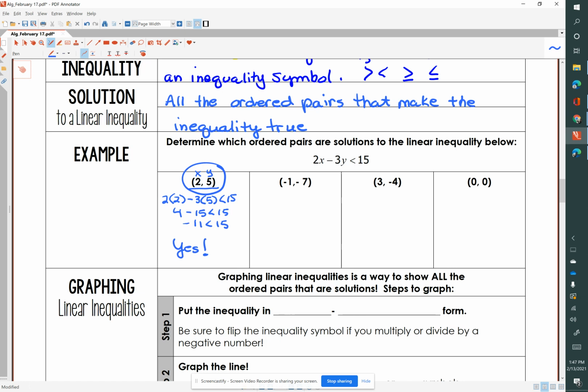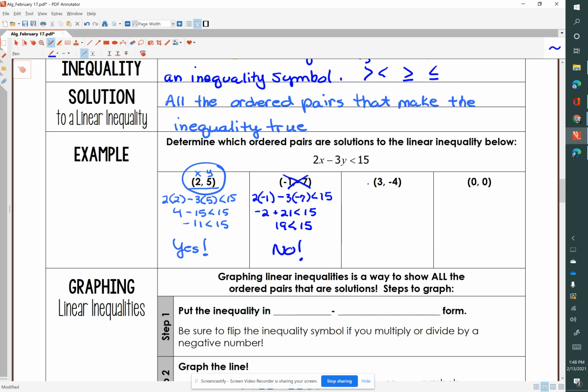Let's try the next ordered pair, -1, -7, same thing. So 2, and our x is -1, minus 3, and our y is -7, is less than 15. So that would be -2 plus 21, because a negative times a negative is a positive, is less than 15, and that would be 19 is less than 15, which is a false statement. So this is not a solution. So this x and y value do not work.